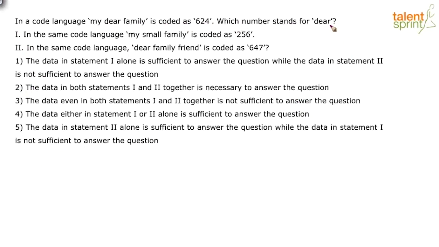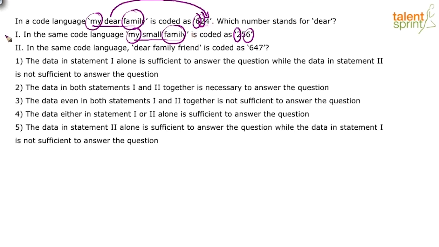In a code language, my dear family is coded as 624. So which number stands for dear? Now look at statement 1. In the same code language, my small family is coded as 256. If you compare the statement in the question and the statement in statement 1, what do you see? My is common, family is common, right? If you look at the codes, 624 and 256, 6 is common and 2 is common. So clearly the code for dear has to be 4. What is the code for my? We don't know. It can be 6 or 2. What's the code for family? You don't know. It can be 6 or 2. But definitely the code for dear is 4.